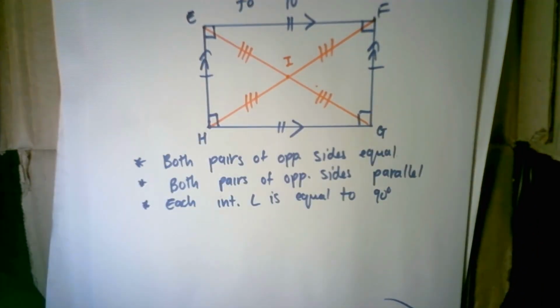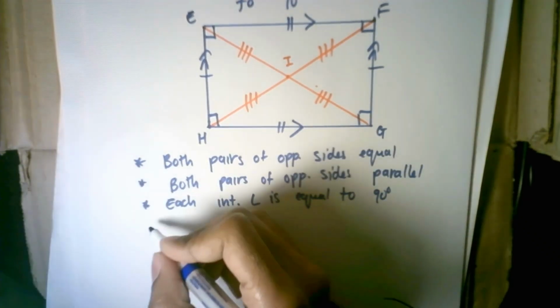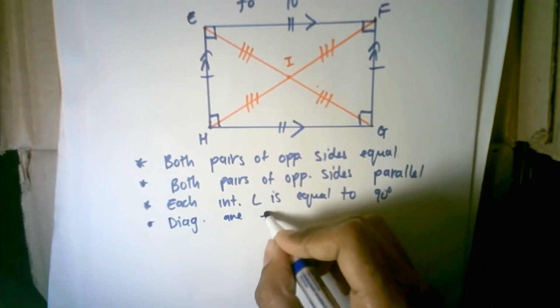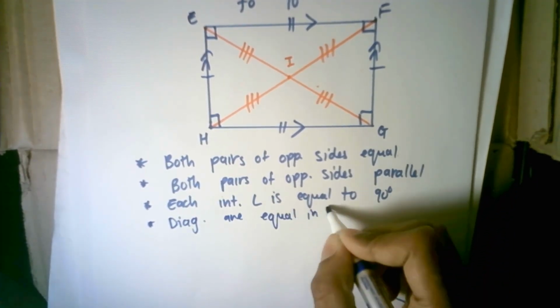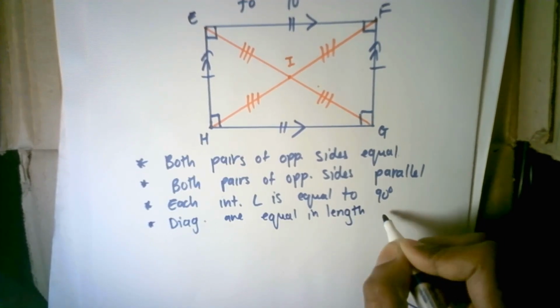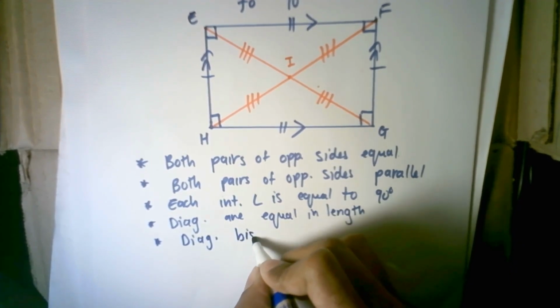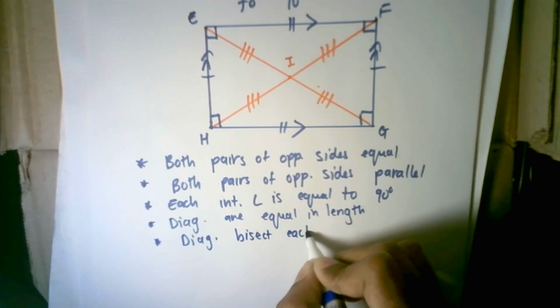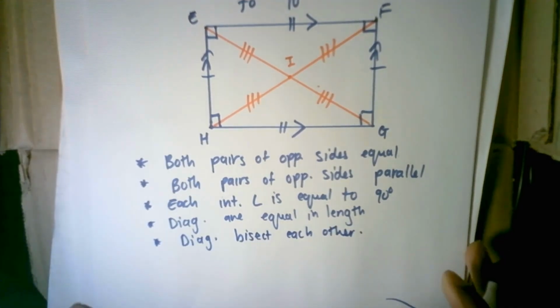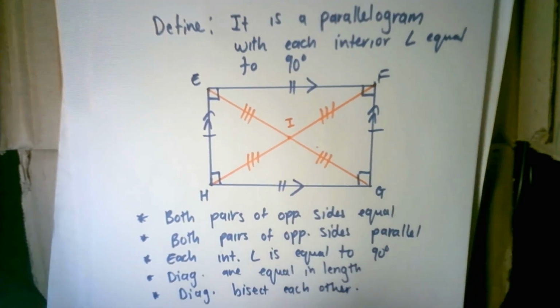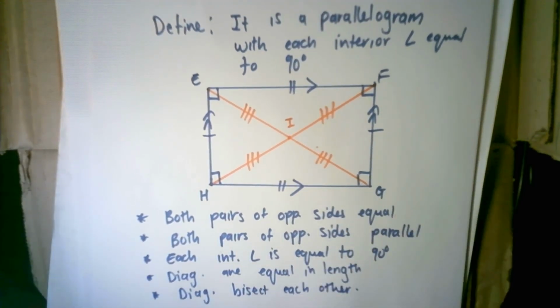So I can say that the diagonals are equal in length, right? And of course the diagonals bisect each other, just like a parallelogram. So you can see that all the properties of a parallelogram apply to the rectangle, but all the properties of a rectangle do not apply to a parallelogram.